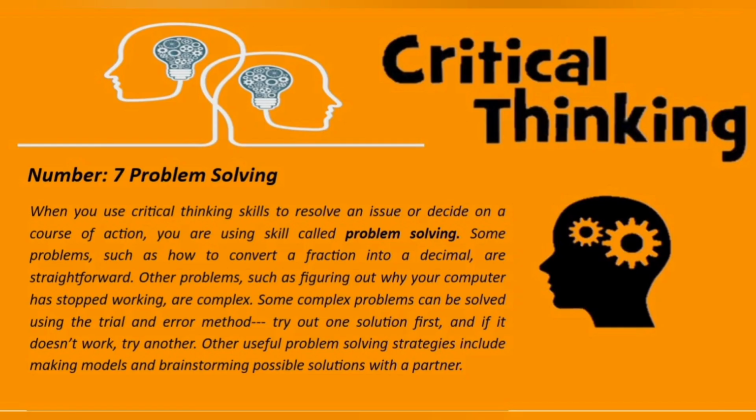Number 7. Problem solving. When you use critical thinking skills to resolve an issue or decide on a course of action, you are using a skill called problem solving. Some problems, such as how to convert a fraction into a decimal, are straightforward. Other problems, such as figuring out why your computer has stopped working, are complex.